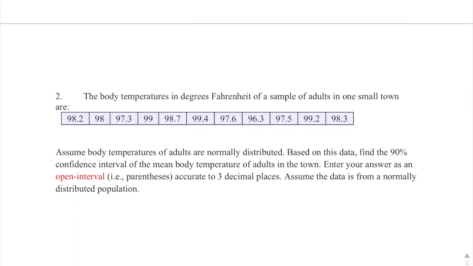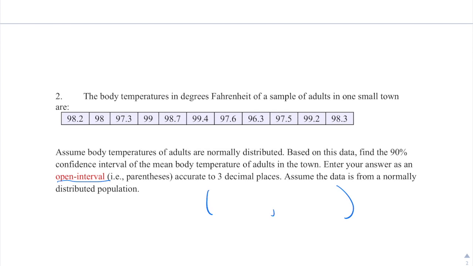Okay, so here it says the body temperatures in degrees Fahrenheit of a sample of adults in one small town are given. Assume body temperature of adults are normally distributed. Based on this data, find the 90% confidence interval of the mean body temperatures of adults in the town. Enter your answers as an open interval. And that's what the calculator gives to us, like an open interval. Assume the data is from a normally distributed population.